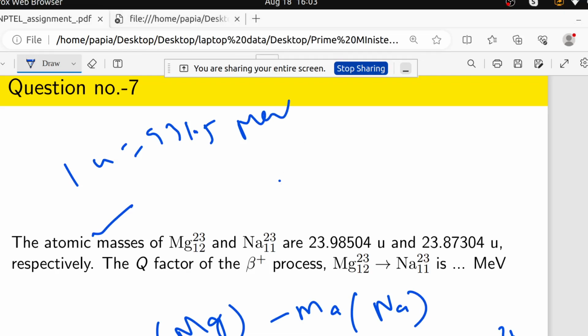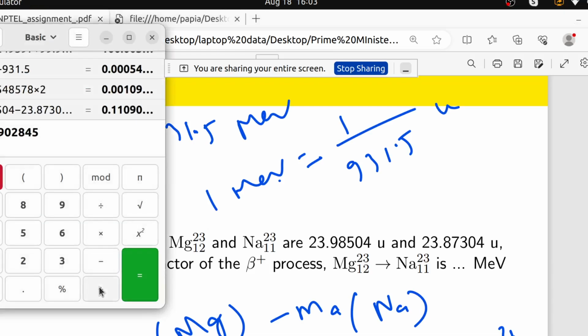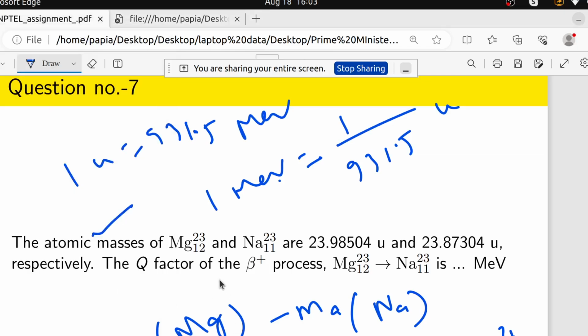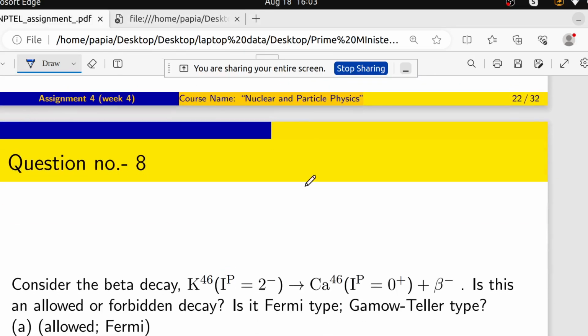So if you convert that, then 1 MeV will be 1 by 931.5 U. So whatever the answer is, if you just divide that by 931.5, then this is the answer. Whatever the answer will be, that will be the Q value. Okay, I think it's understandable.